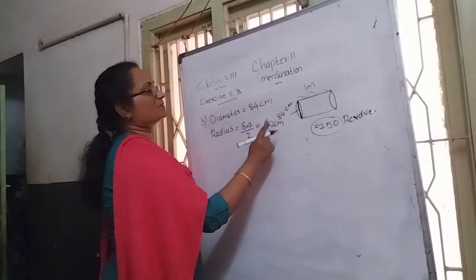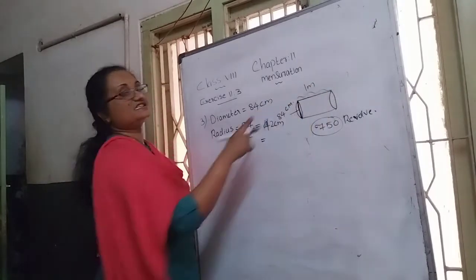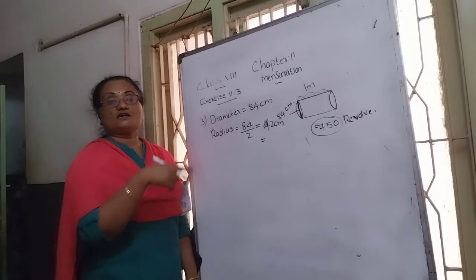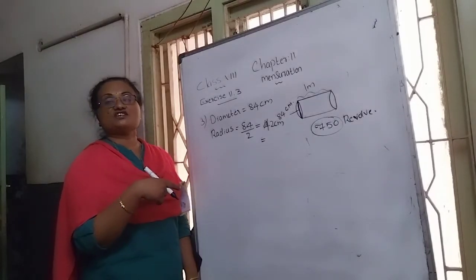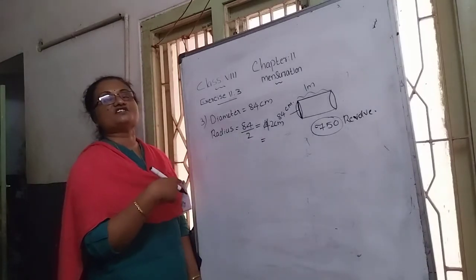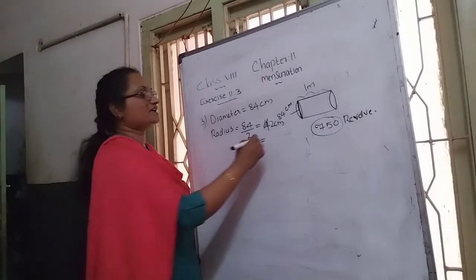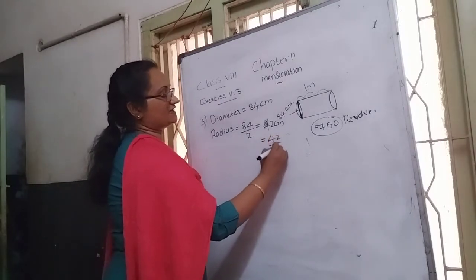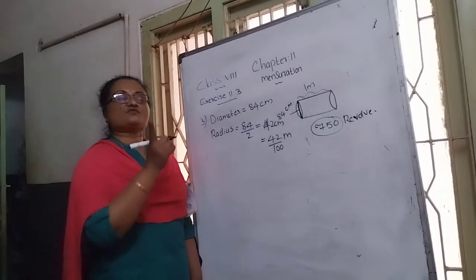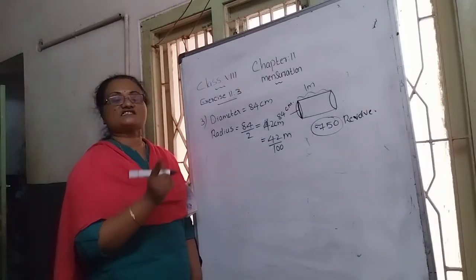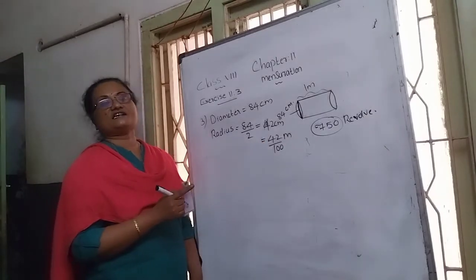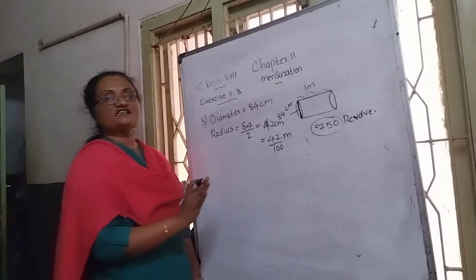But here is one problem: height is given in meters, and they are asking the ground area in meters also. So this centimeter answer must be converted to meters. How to convert centimeter to meter? Divide by 100, because 1 meter contains 100 centimeter, or 1 centimeter is 1 by 100 meter. That's why 42 is divided by 100 meter, written in fraction form.